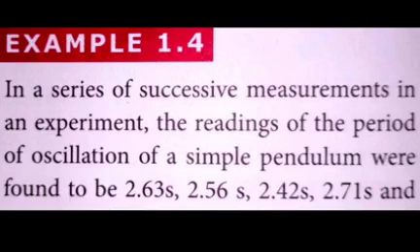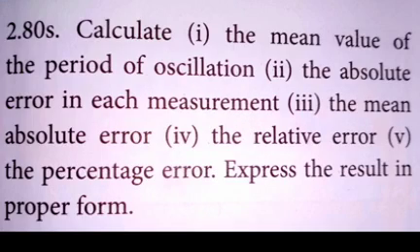Student, next problem, example 1.4. This problem is very important. Listen carefully. In a series of successive measurements in an experiment, the readings of the period of oscillation of a simple pendulum were found to be 2.63 second, 2.56 second, 2.42 second, 2.71 second, and 2.80 second. So calculate the mean value of the period of oscillation.